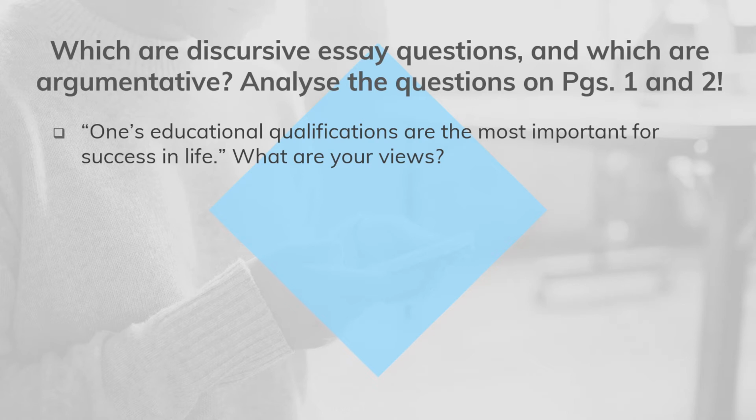Now, how does your question break down into its scope, topic, and task? Let us now take a look at what is in this question. Now, you have the term educational qualifications. This is part of the topic. You also have the word success. What does it mean by success? How do you define success? There are ways to qualify this.